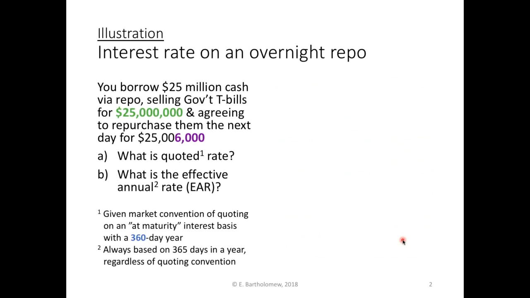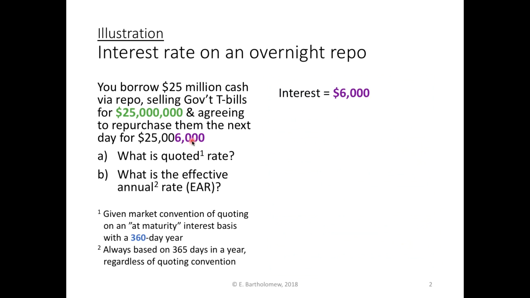So let's look at an illustration. Suppose we have a loan for $25 million done via repo. So selling government T-bills for $25 million and agreeing to repurchase them the next day for $25,006,000. We have two questions. What is the quoted interest rate under the conventions for the repo market? And second, what is the effective annual rate?